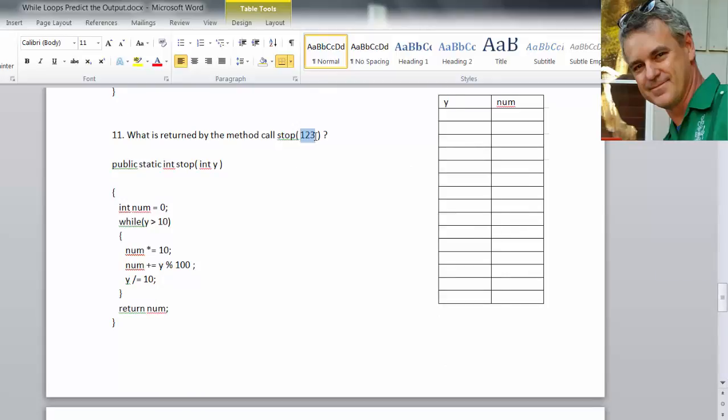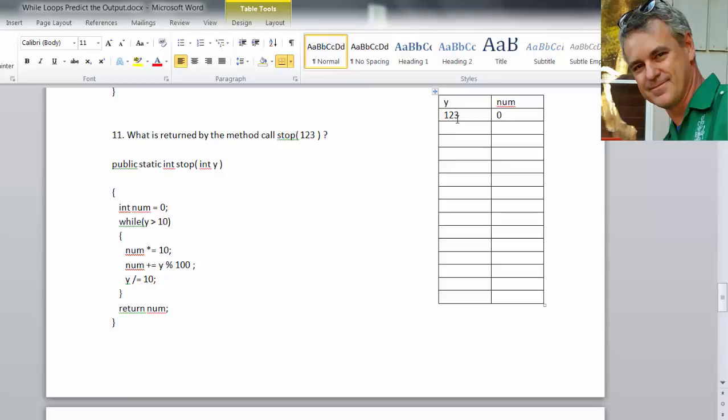Y is coming in as 123. Okay, num starts off at 0. If I use this pencil and paper, or my tablet, whatever you guys have available with you, just pencil and paper for you, I hope. Not doing it in your head. And you can do it, and not screw it up. But again, if I do it in my head, I'm going to screw it up a lot. And most kids will too.